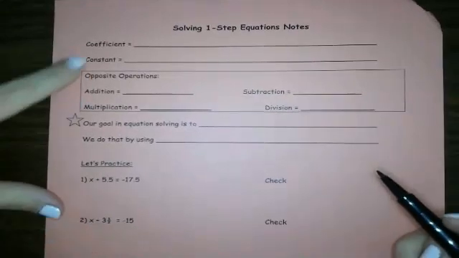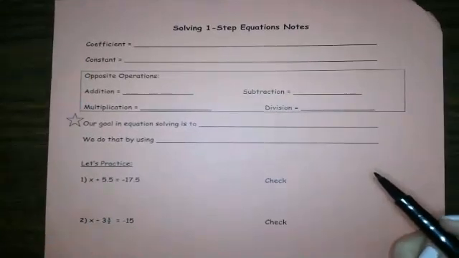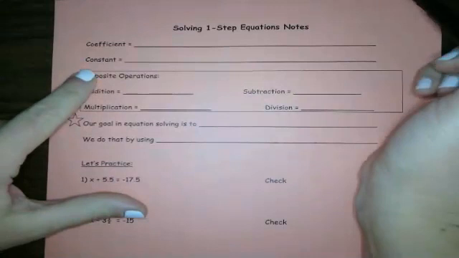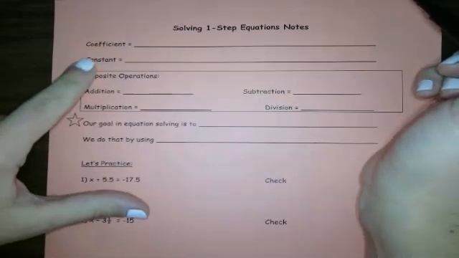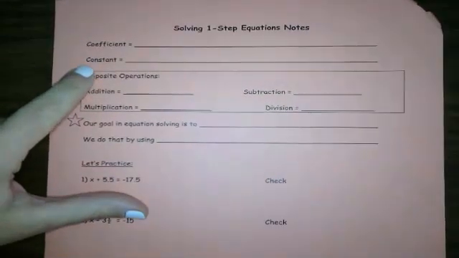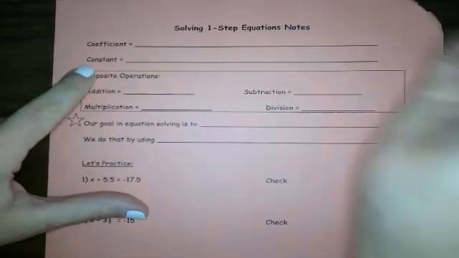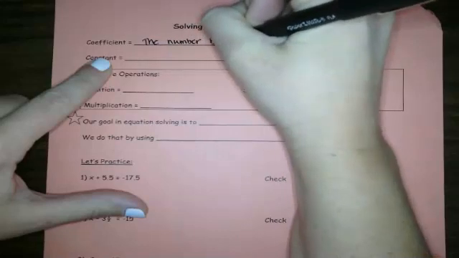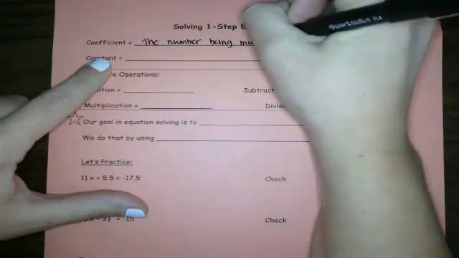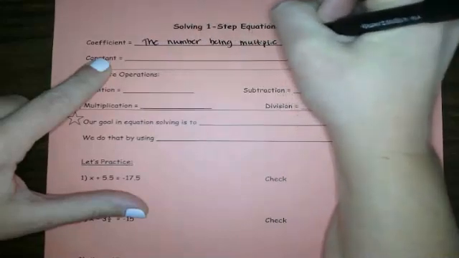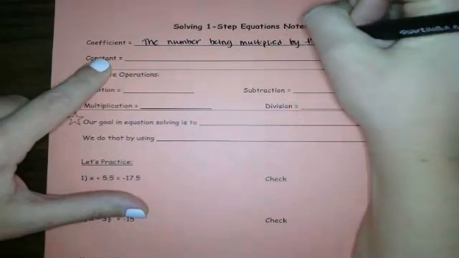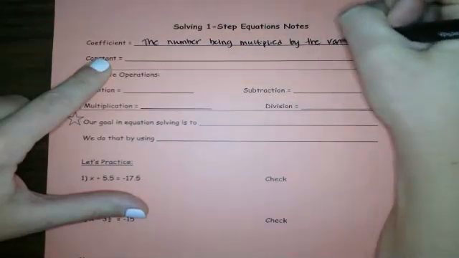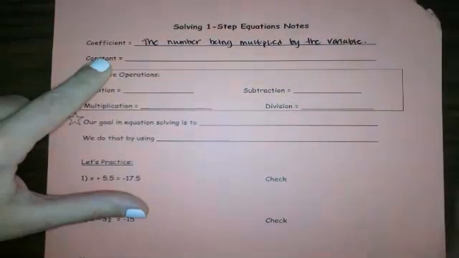So we're just gonna start with refreshing our memory with a couple vocab words that we've talked about many times this school year, but we're gonna bring it up again because we're gonna keep using them over and over. So the first is coefficient. The coefficient is the number being multiplied by the variable. Okay, it's the number attached to the variable that's being multiplied.